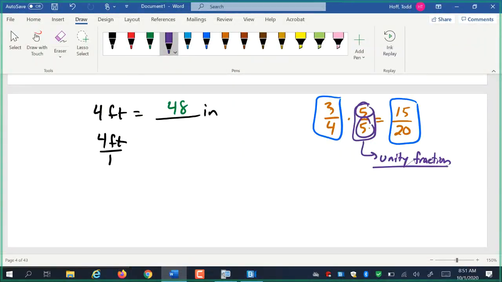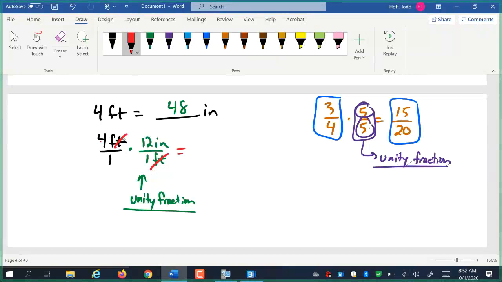Well, to convert our measurements, we use a version of that unity fraction. We have feet, and we're trying to get rid of feet. So I'm going to put feet on bottom of that fraction. The feet will cross cancel out when we do our multiplication. 1 foot equals 12 inches. So as I said, the feet cross cancel out. 4 times 12 inches is 48 inches. 1 times 1 is 1. So 48 over 1, which is just 48 inches.